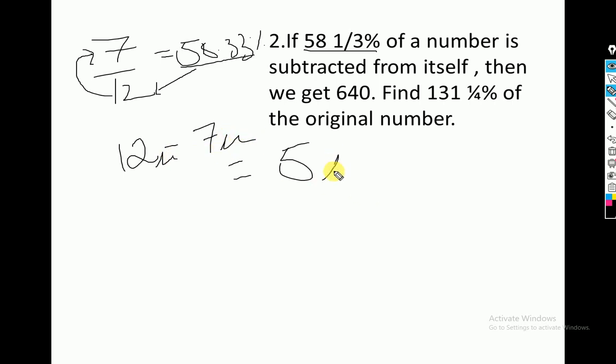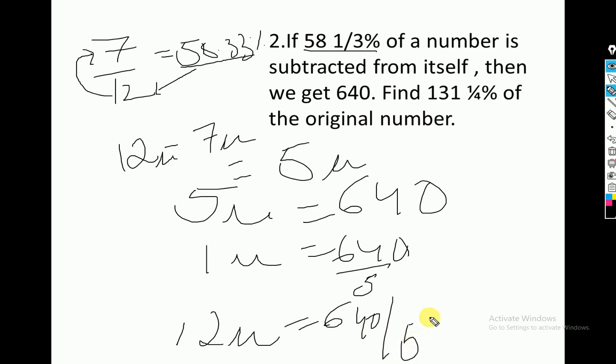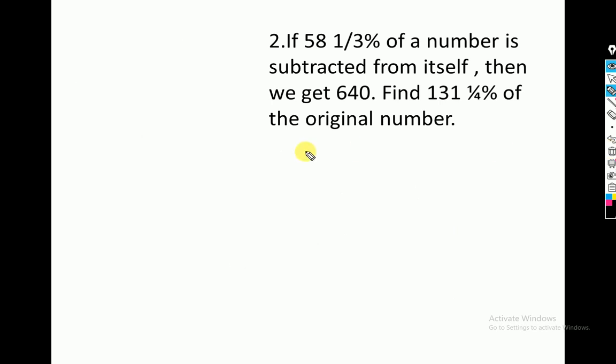Okay, these are all in units. So it says 5 units equals 640. Alright, 1 unit will equal 640 by 5. 12 units will equal 640 by 5 into 12. So how much is this? This cancels with 12 and then 8. So 12 units will be equivalent to 128 into 12. Okay, this is the original number.